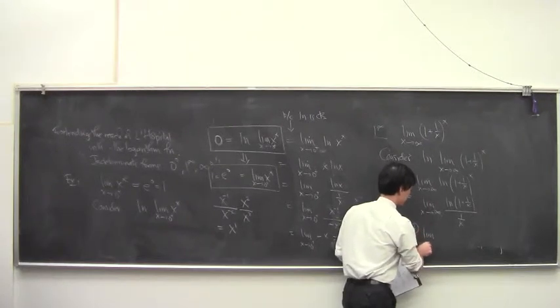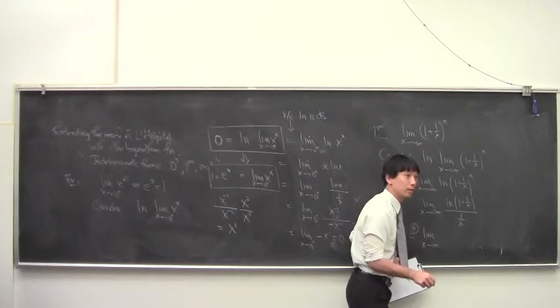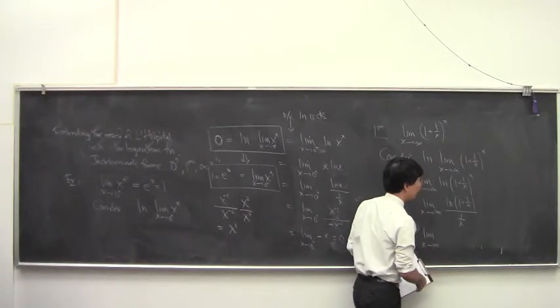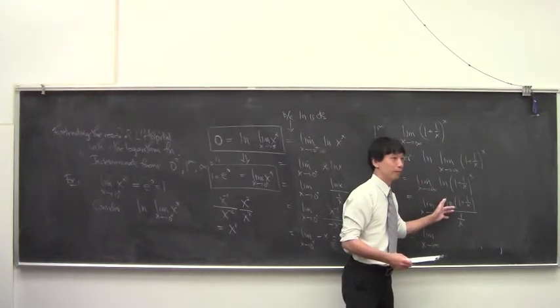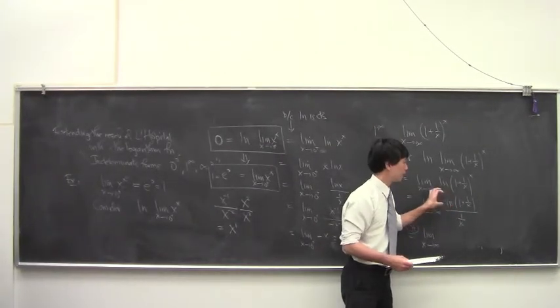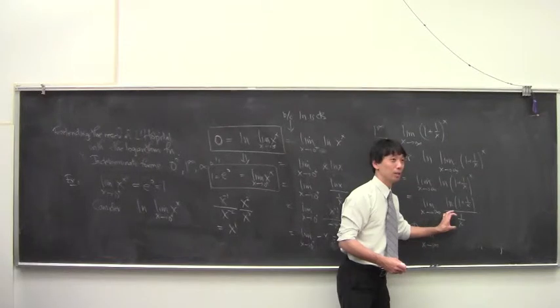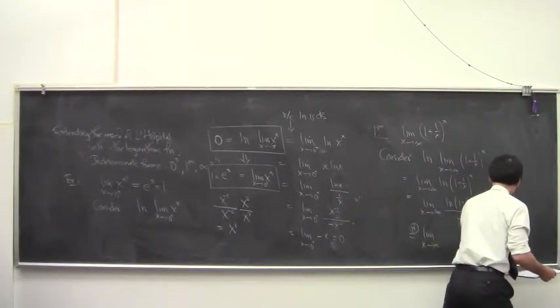I got 1 over 1 plus 1 over x, 1 over 1, and then minus x to the negative second power, all over negative x to the negative second power. Oh, remember you have to take the derivative separately. You're not taking the derivative of the whole thing. You have to take the derivative of the top over the derivative of the bottom.